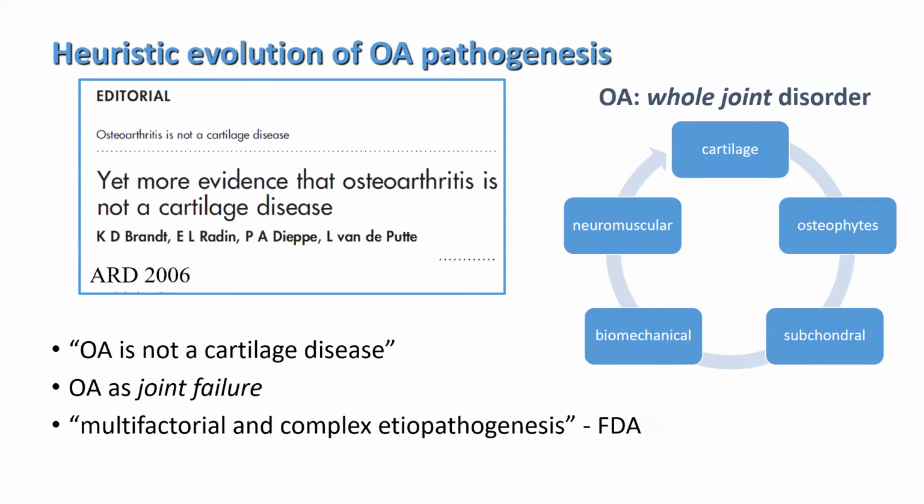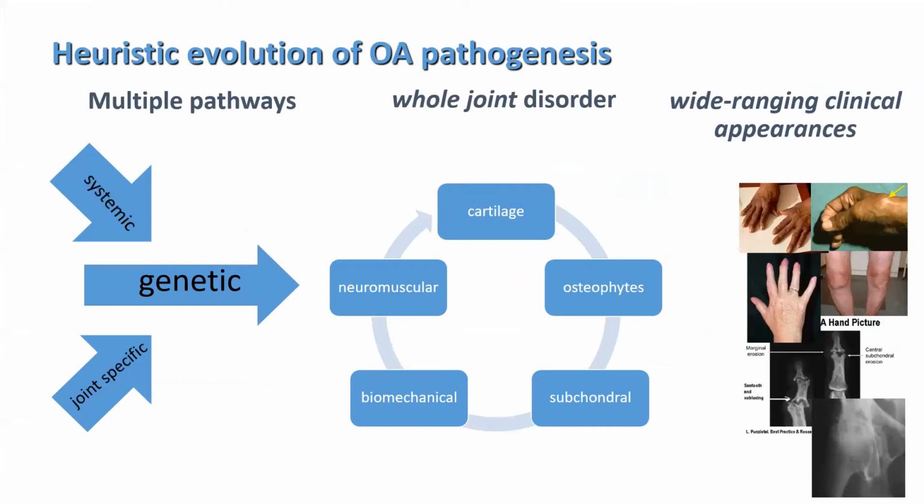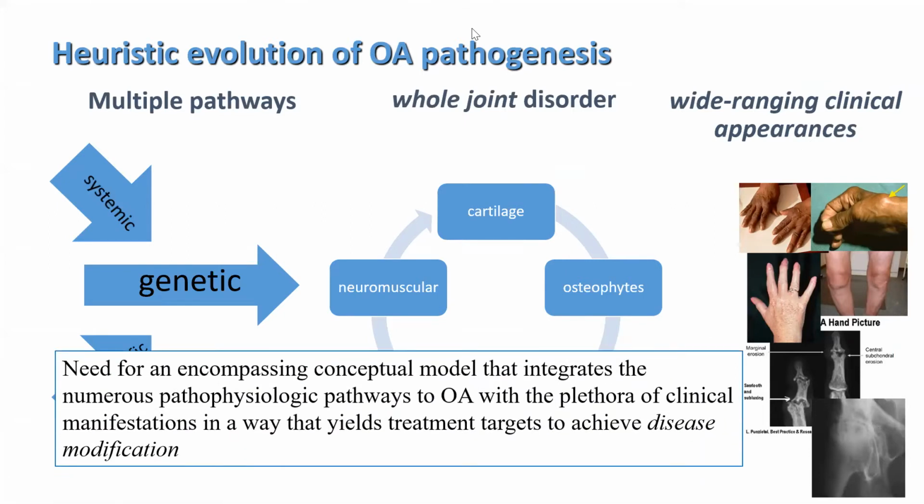And it became characterized as joint failure, in which you have reciprocating pathologies in numerous tissues that lead to this multifactorial and complex disease as now defined by the FDA. We recognized OA as a whole joint disorder with multiple pathways that lead to this final expression, but also note that it had wide-ranging clinical appearances, which were known as subtypes initially, later phenotypes, now endotypes. But on top of all this, there was a need for an all-encompassing conceptual model that would integrate the numerous pathophysiological pathways to OA with the plethora of clinical manifestations in a way that ideally yields treatment targets to achieve disease modification. So now disease modification is the buzz term.